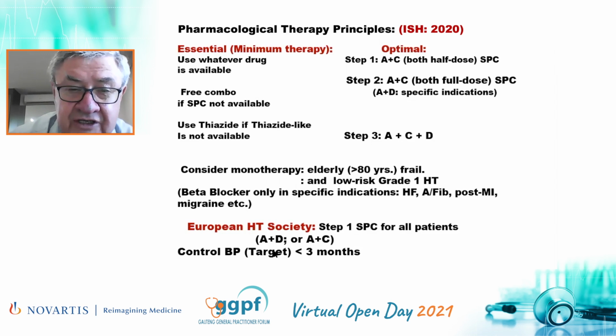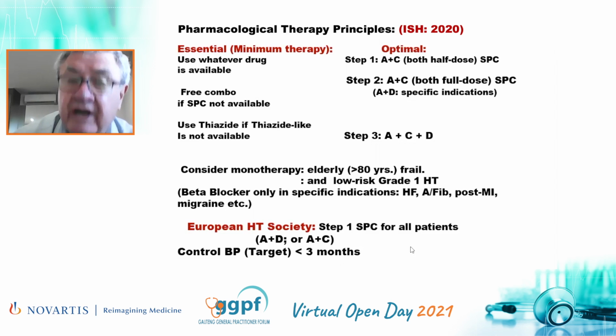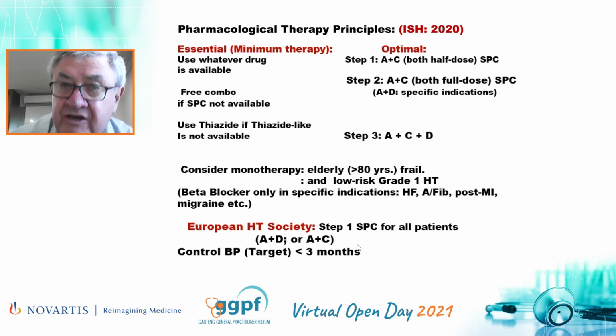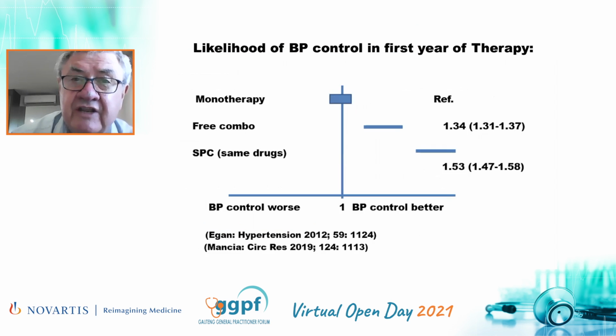Now, here's a sentence that you should pay attention to. The societies are now saying you should reach control or target blood pressure or goal blood pressure within 3 months. If you postpone control, there's an increase in cardiovascular events. So this is something new that you cannot play around. You have to bring down blood pressure. And that's another reason why combination therapy is in fashion at the moment.